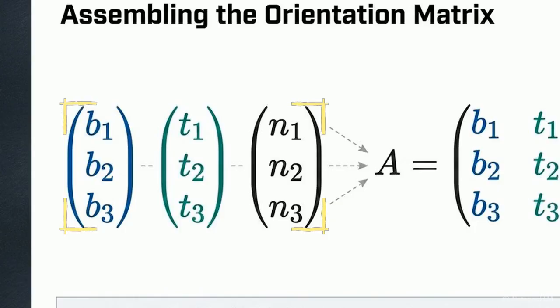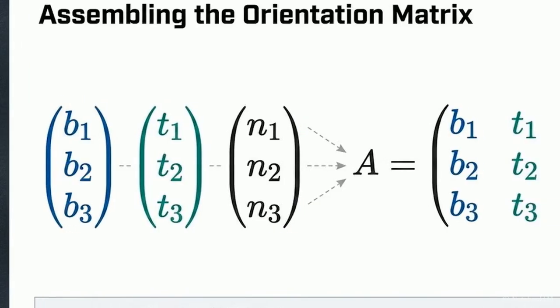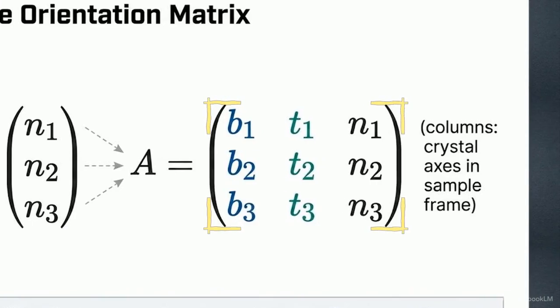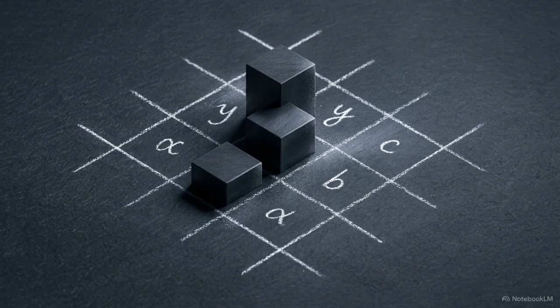By aligning b hat, t hat, and n hat as individual column vectors, we assemble a singular 3x3 array known as the orientation matrix, A. The columns of this matrix represent the microscopic crystal axes, translated into the macroscopic sample frame. Matrix A provides the first complete algebraic translation of the physical crystal geometry, fixing the orientation within a computable array.